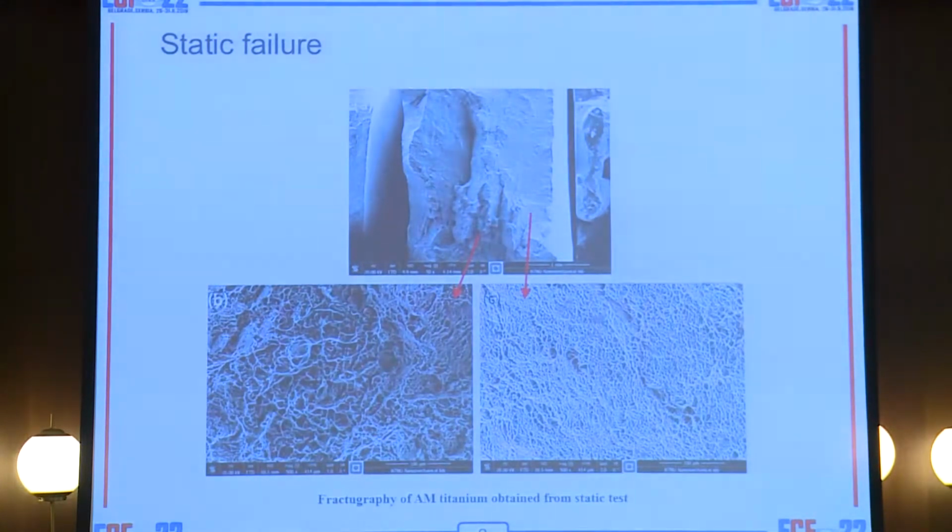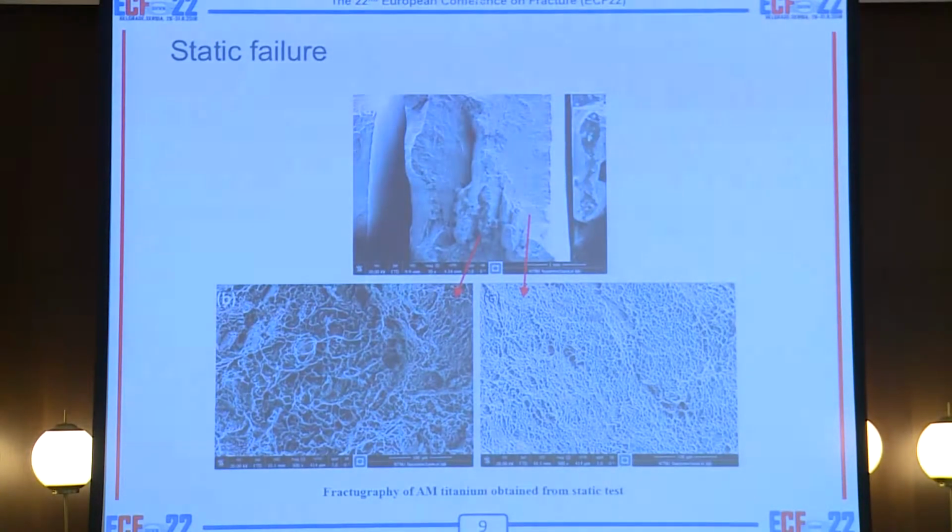The same test was done on 3D printed samples. As you can see, that ductile part doesn't exist here. It's all brittle. But the brittle behavior in titanium is not cleavage facets. No, it's dimples, but shallow dimples compared to the deep dimples that you see in ductile failure.